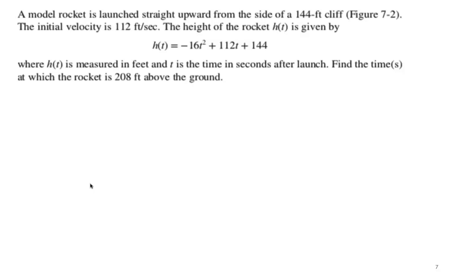Let's do an application where you have a rocket that's launched upward from the side of a 144 feet cliff. Suppose that the initial velocity is 112 feet per second. It turns out that those conditions give us this function for the height of the rocket. This is a quadratic function, where h is the height measured in feet and t is the time after the launch in seconds. The question here is to find the time that the rocket is 208 feet above the ground. That means we want to know when the height is 208.